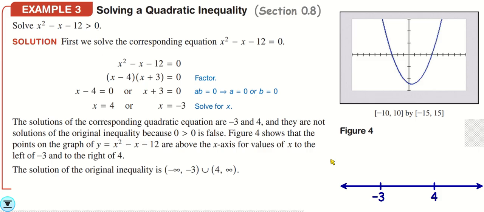Is that greater than 0? Yeah. So then maybe here you test 0, right? If you plugged in a number between -3 and 4, I would definitely pick 0. So 0 squared minus 0 minus 12, you get -12, which is not greater than 0. You know what I mean? And if you picked a number here like 5, you'd get kind of the same thing.